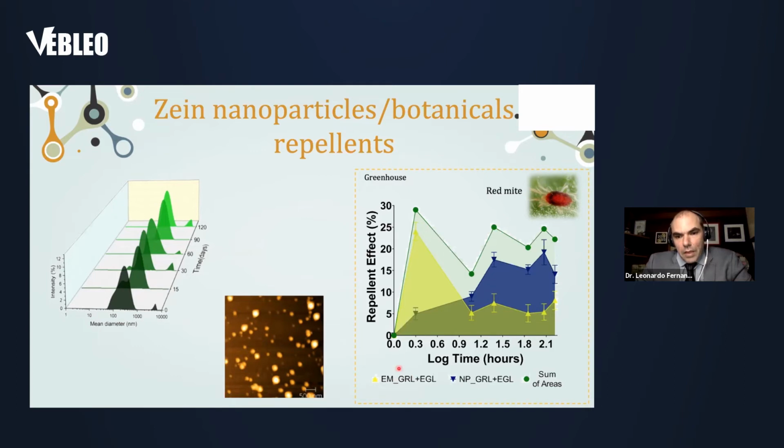When we prepare emulsions, we can see that the repellence of the red mites has a peak and a decrease over time. When we consider our nanopesticides, our mixture of geraniol and eugenol encapsulated in Zein nanoparticles, we can see that in the short time there is no big repellence, but over time we can have good repellence. This means that in this case we can't use only Zein nanoparticles, or only emulsions. If you combine both, you can see better control over time. So this is important because now we can combine these formulations, the emulsion and the nanoparticles with Zein, and we can tune the repellence of red mites.